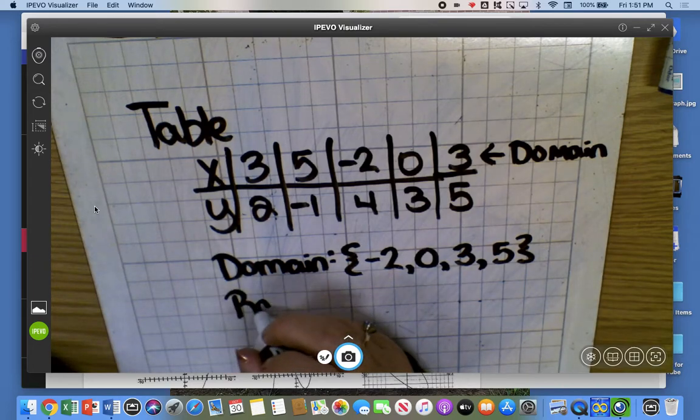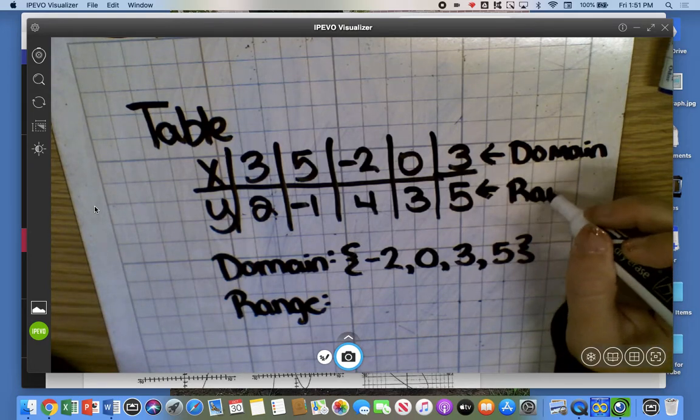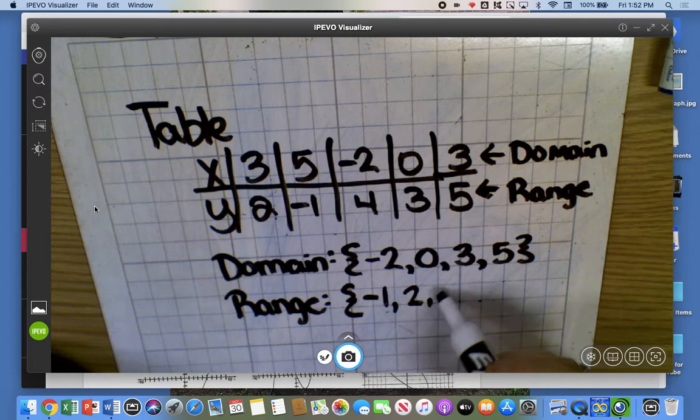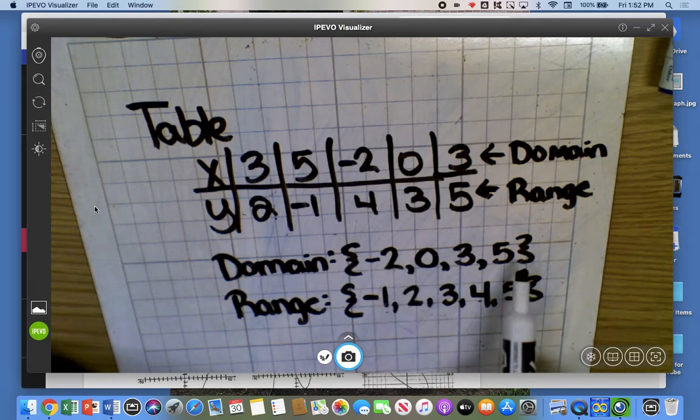And then for your range, we're going to include all of the values in this column, but we are going to make it very formal and order them. So the range, the smallest number is -1, and then 2, 3, 4, 5, and we are done. So you're simply just listing your x values from least to greatest and your y values from least to greatest. So that's just telling you your domain goes from -2 to +5, and your range goes from -1 to +5. But we just write them as a list. So that is an example of a table.